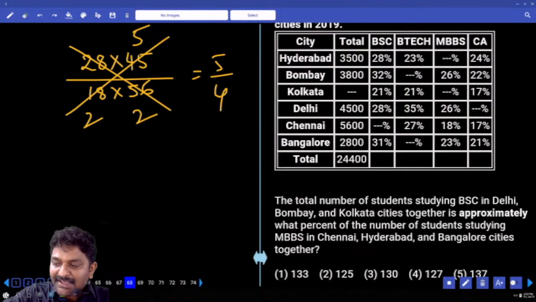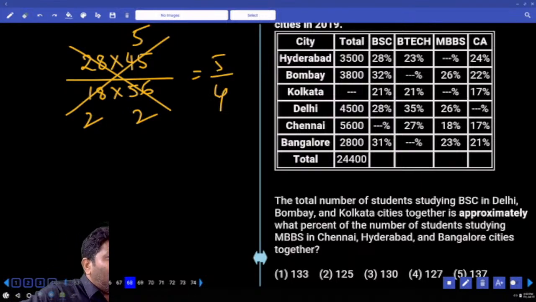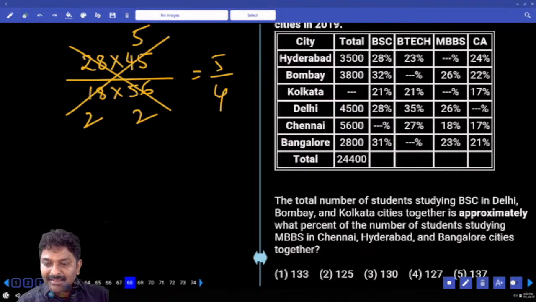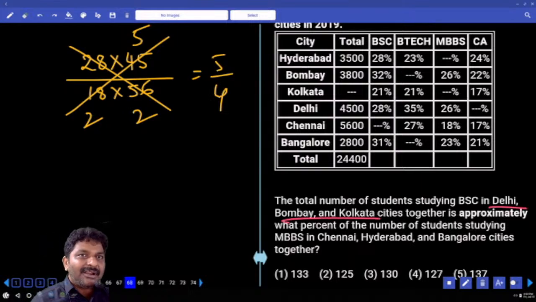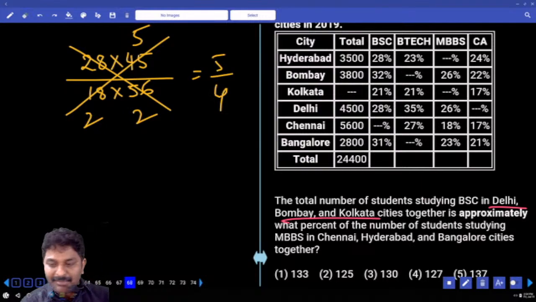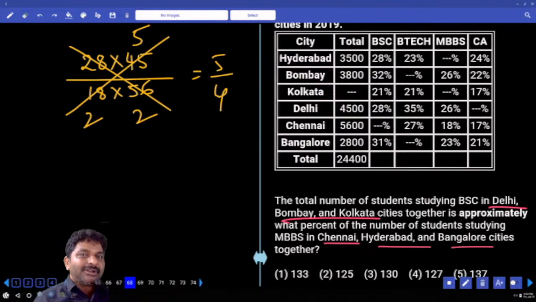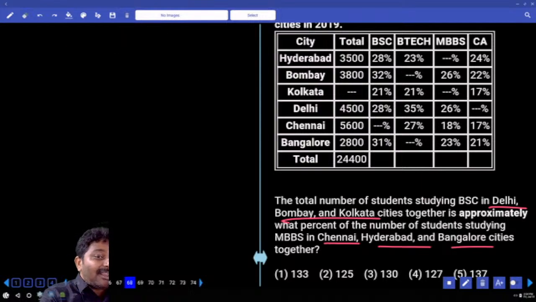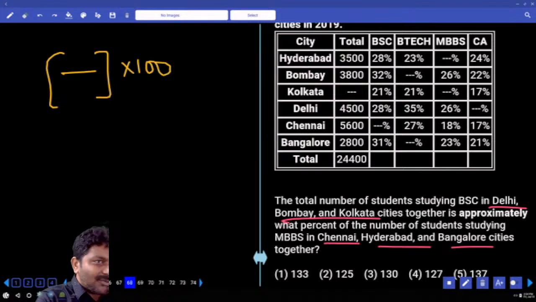The number of students studying in BSc in Delhi, Bombay, Kolkata cities together is approximately what percent of the number of students studying MBBS in Chennai, Hyderabad, Bangalore cities together? What to do? Again 6 conversions. 3 here, Delhi, Bombay, Kolkata, 3 conversions. You'll get 1 number. Again 3 conversions for MBBS in Chennai, Hyderabad, Bangalore. Total 6 conversions. You're not done with the answer. Again you have to calculate percentage. Is it necessary for us?